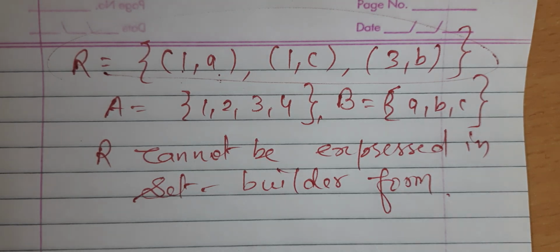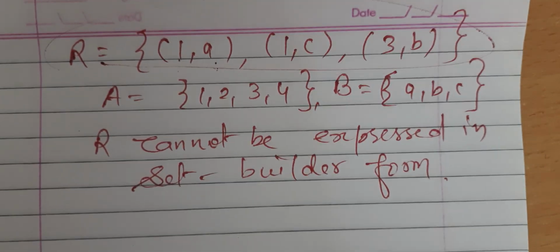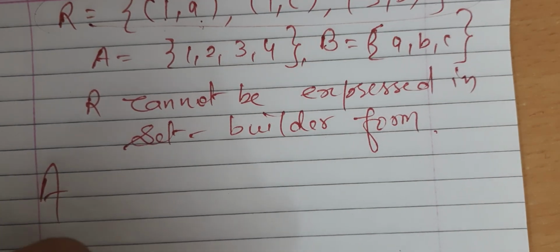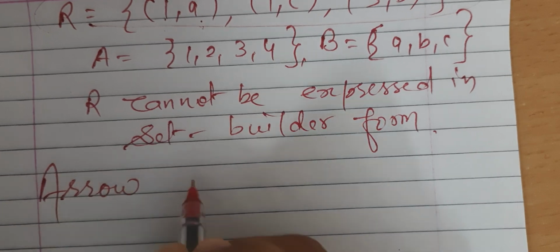Now another way to represent a relation is arrow diagram, which we have seen yesterday. How to define, how to represent a relation using an arrow diagram. Next is arrow diagram.